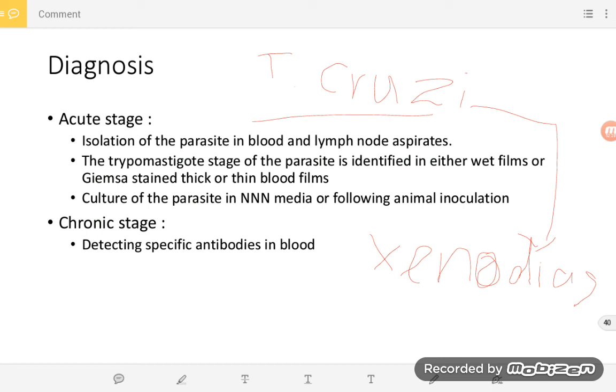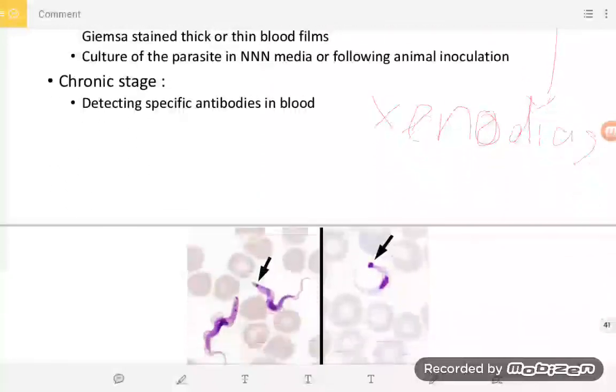Again we take that inoculated bug, and we do section cutting, and we can observe the midgut of the vector to see whether any stages are present or not. So specifically we can use xenodiagnosis for the identification of Trypanosoma cruzi, but not for brucei. Okay, remember this one. And in chronic stages, you normally use serology to identify antigen and antibody, right?